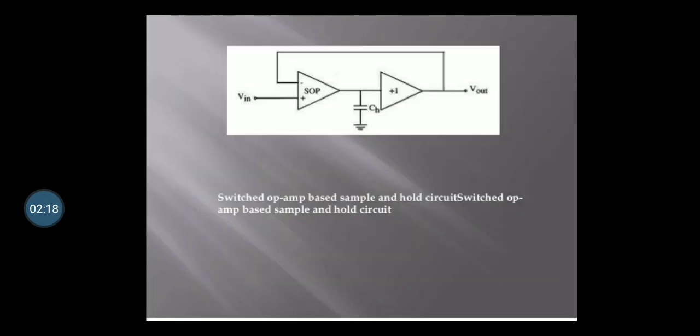So this figure shows the sample and hold circuit. In this circuit, a MOSFET is used as the switch. During the sampling time, the MOSFET switch is turned on and the holding capacitor charges up to the level of the analog input voltage. At the end of the sampling period, the MOSFET switch is turned off.